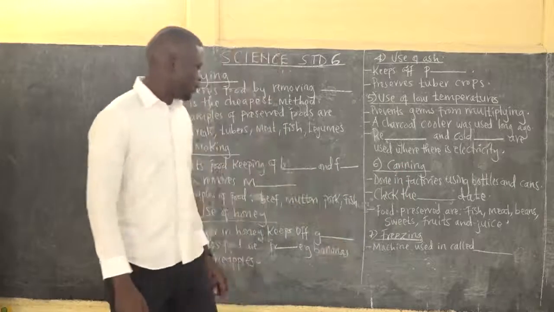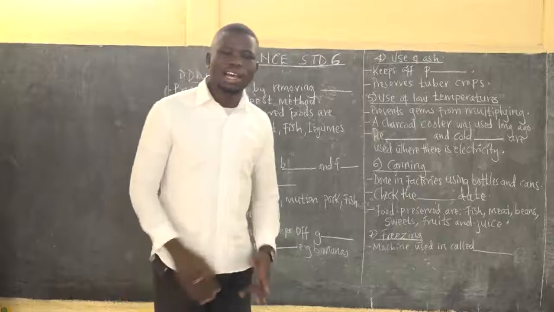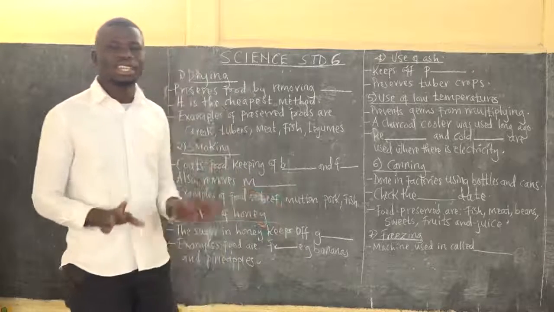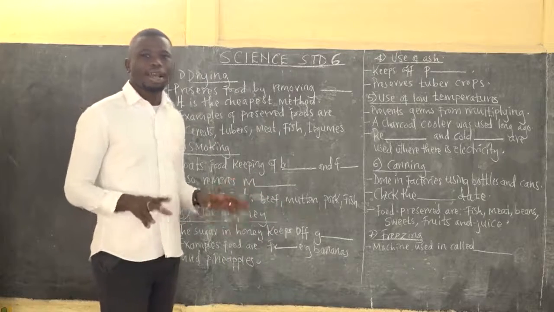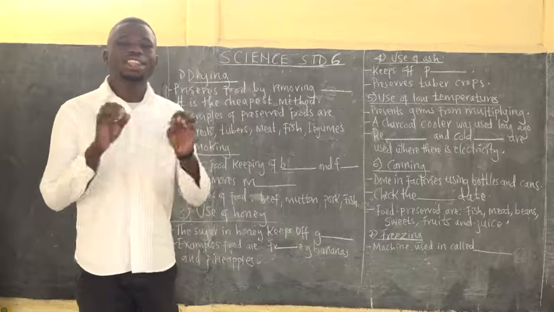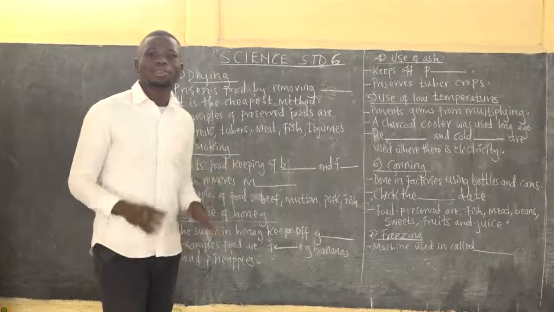Then the last one is freezing. Freezing, we use a freezer. This is a machine that needs electricity to work. And when we put food in deep freezers, it is able to last for long.